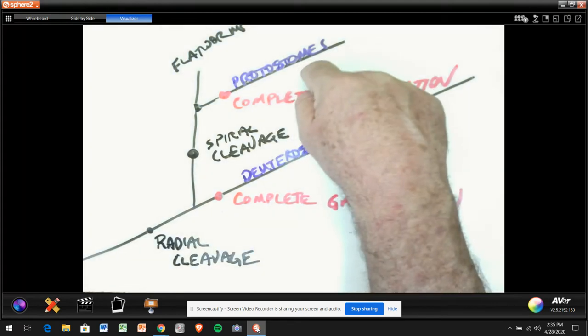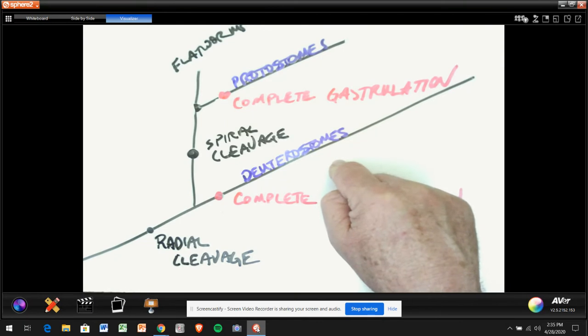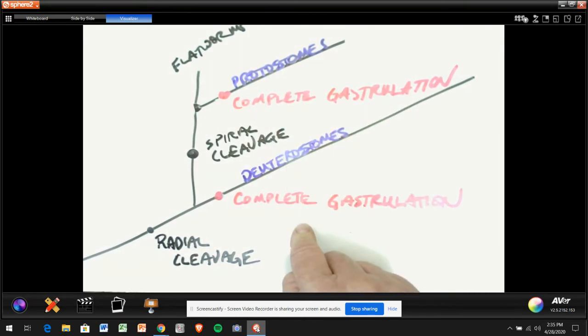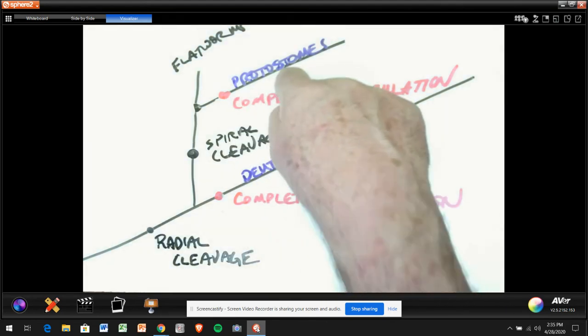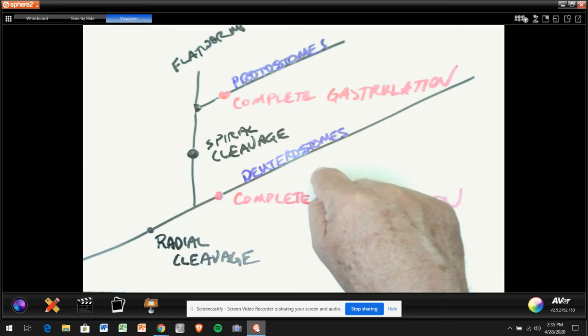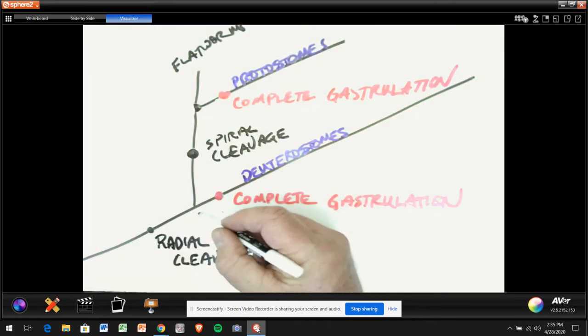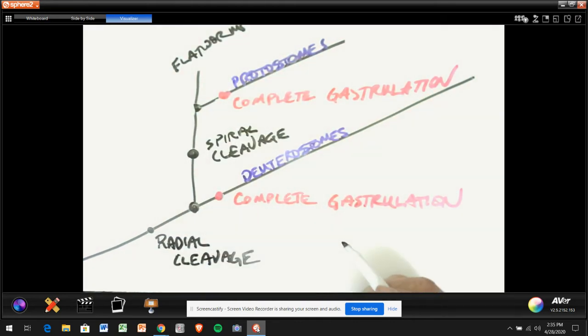Now, you've got your protostome lineage and you've got your deuterostome lineage. And both protostomes and deuterostomes have a complete gastrulation with a digestive tract, a mouth and an anus. Now, the thing that's an issue there is that if you trace back to the common ancestor of both the protostomes and the deuterostomes, it did not have complete gastrulation. Even the flatworms did not have complete gastrulation.